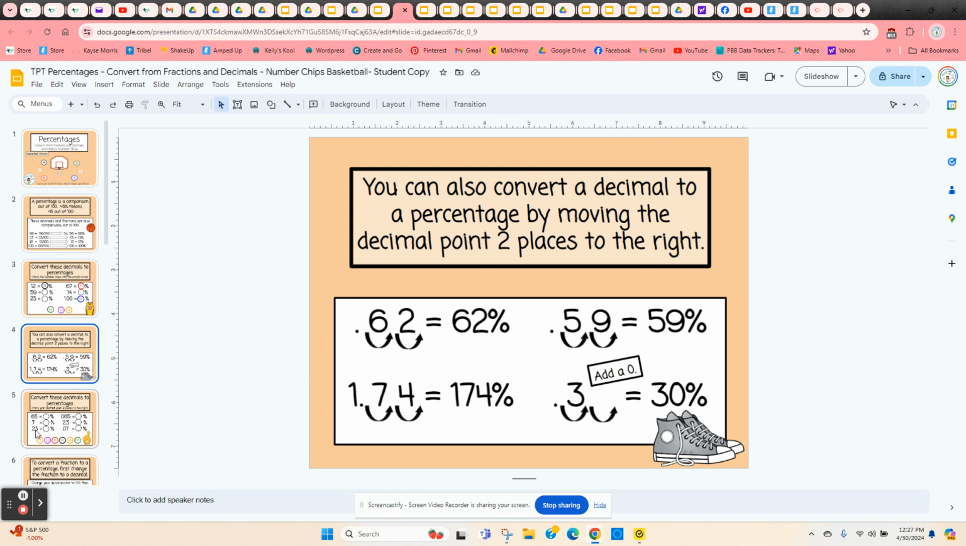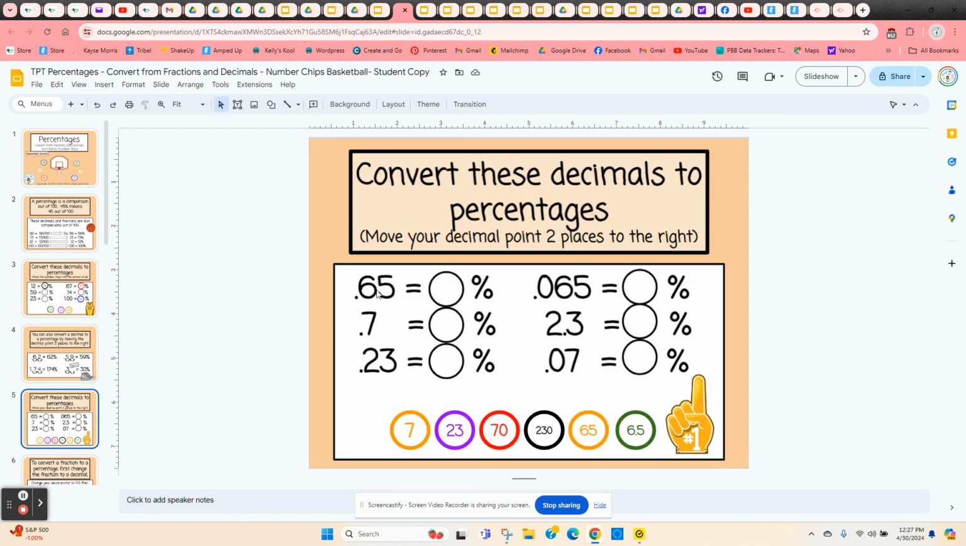And the next slide, students are going to practice that. So here we have, this would be 70% if we move the decimal point 2 places to the right. This one would be 230%, 7%, and so on.